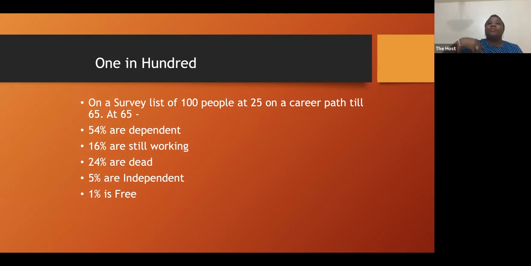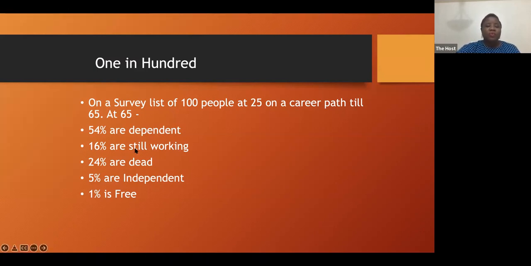So the parent that the child goes to drop at home care has become the responsibility of the government. So at 65, 54 were dependent. Either dependent on their children, dependent on the government, just dependent on one person or the other. At 65, 54, that's more than half. That says that more than half of the 100 people were still dependent financially. They could not take care of themselves. So they had to have somebody take care of them.